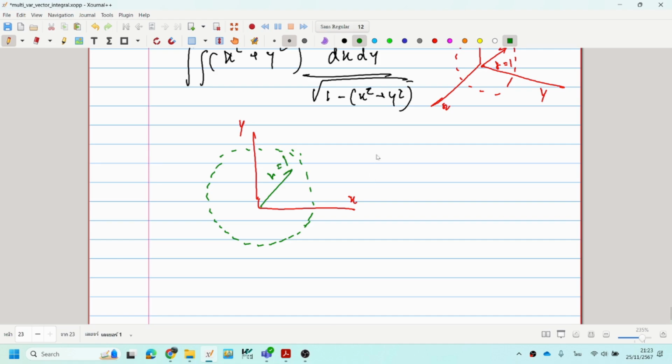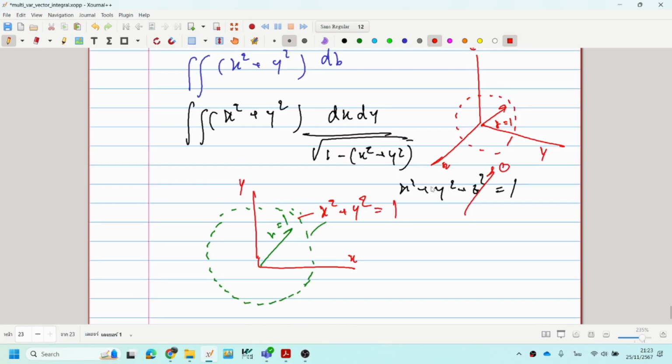R is 1, and this curve, the formula x square plus y square plus z square equal to 1. 1 is the radius, and when you project down to the xy plane, z is 0, because there is no height, right? Just only x and y. That means the circle is x square plus y square plus 0 equal to 1, and the circle radius is 1. Something like this. Okay.